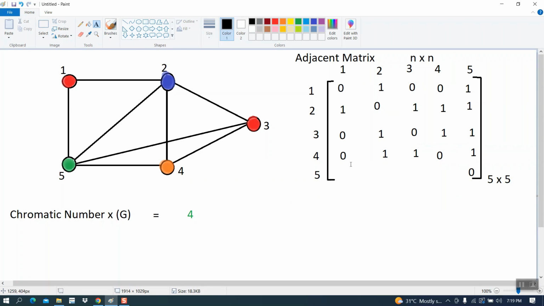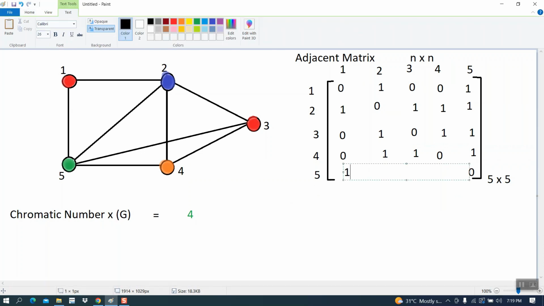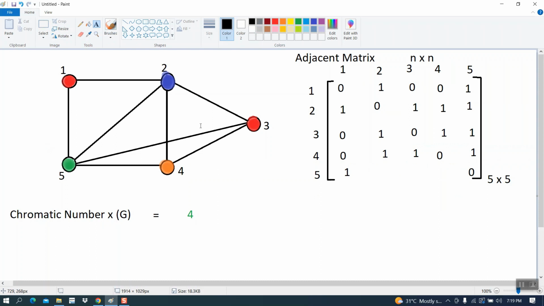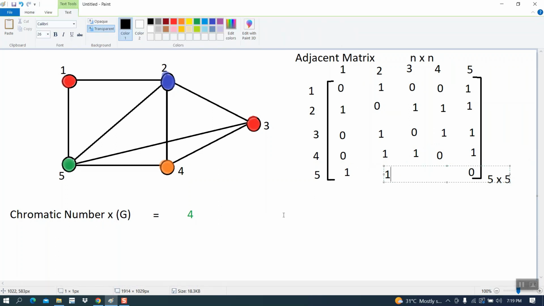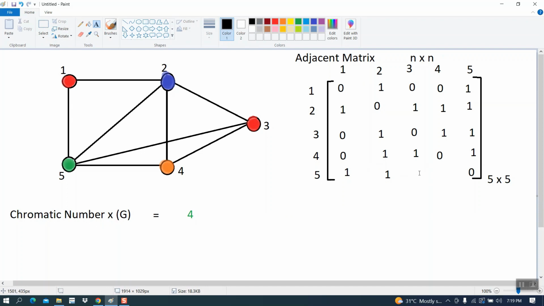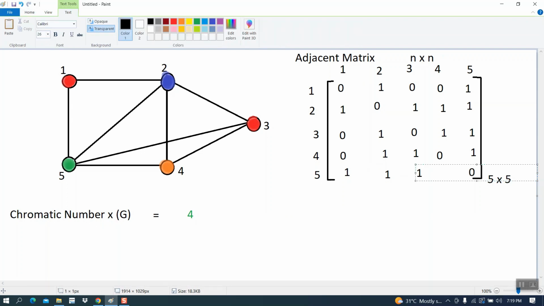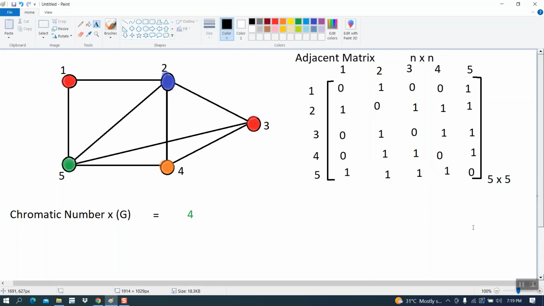5 to 1, we have one edge. 5 to 2, yes, 5 can reach 2. 5 to 3, yes, 5 can reach 3 as well. 5 to 4, yes, we have 1. 5 to 5, it's 0. The output matrix which we got is the adjacency matrix.